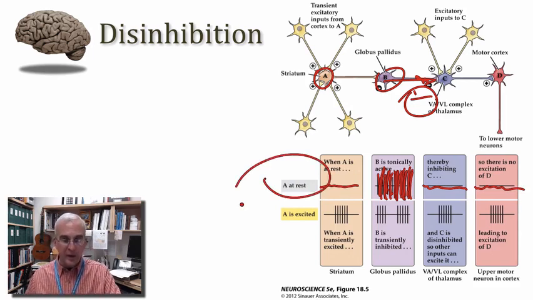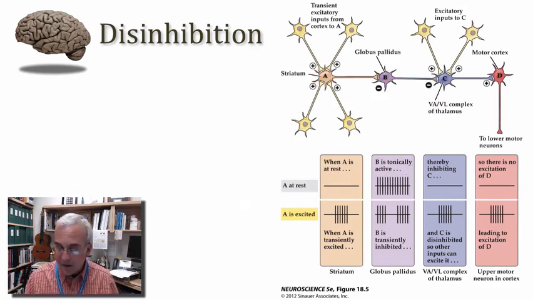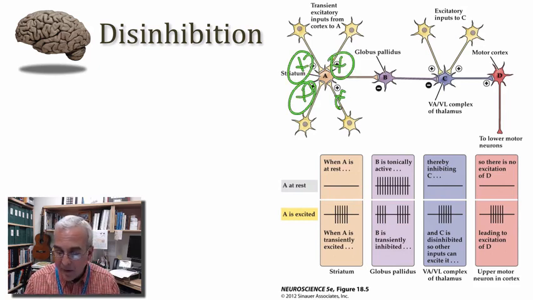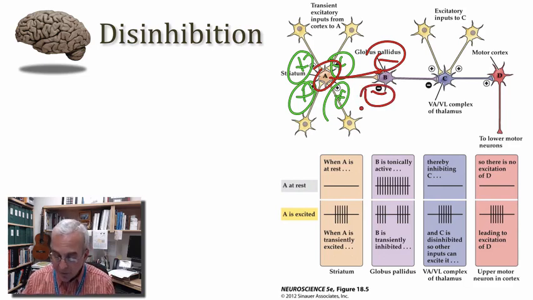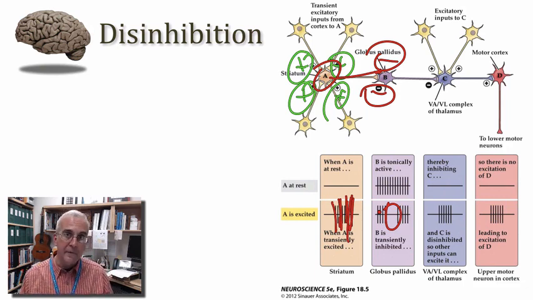Now, what about when we have a desire to move, when there's a convergence of inputs from the cortex into the striatum, and that's going to transiently drive the activity of this striatal neuron. And so that striatal neuron then is going to be releasing its inhibitory neurotransmitter in the globus pallidus. So when the striatal neuron is excited, we expect there to be inhibition at the same moment in time of the internal segment of the globus pallidus.